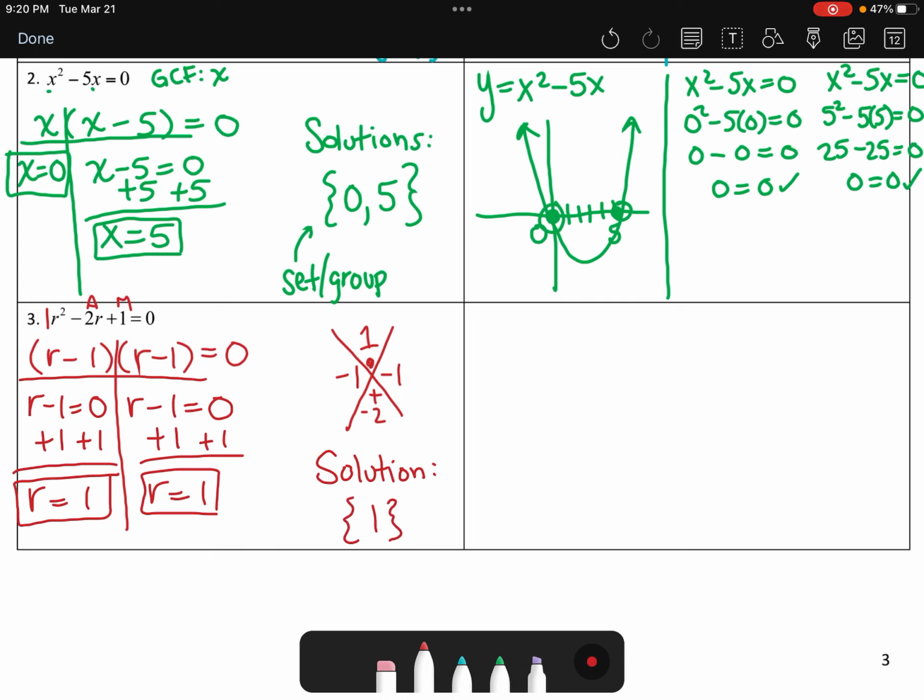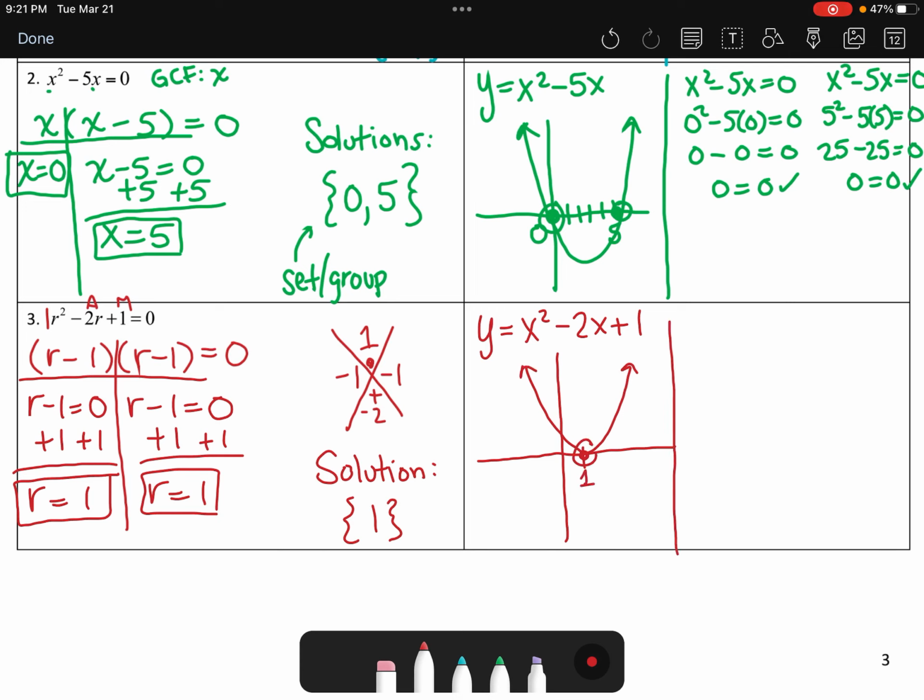It's 1. And guess what the graph's going to look like when I graph y equals x squared minus 2x plus 1? You don't have to put r. Keep it with x in our calculators. My solution is 1. And guess what? Our graph only has one x-intercept at 1.